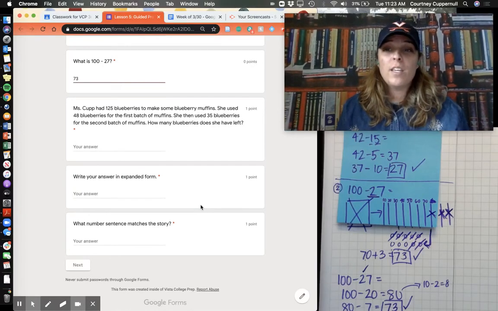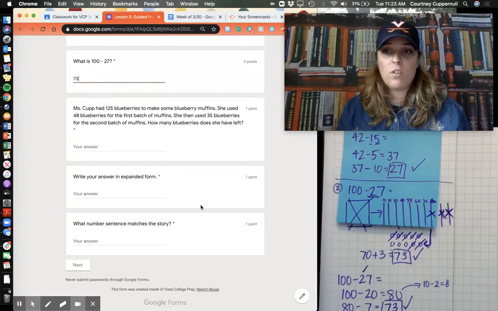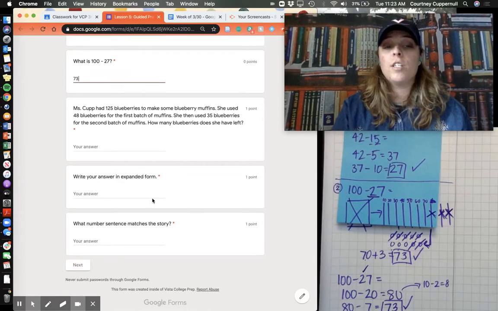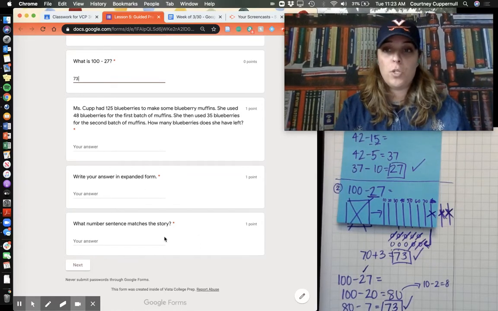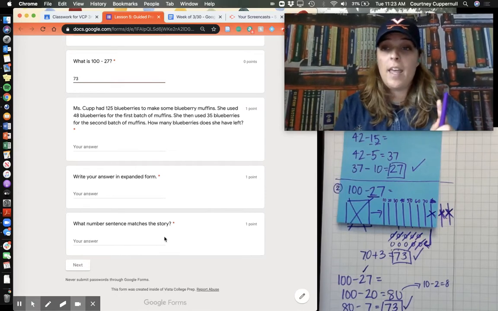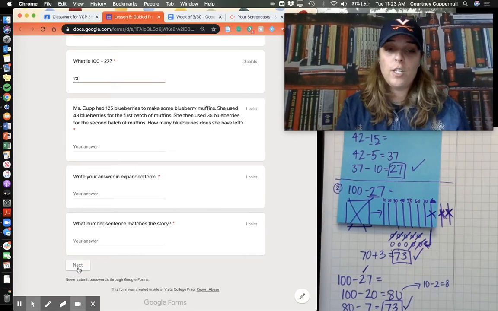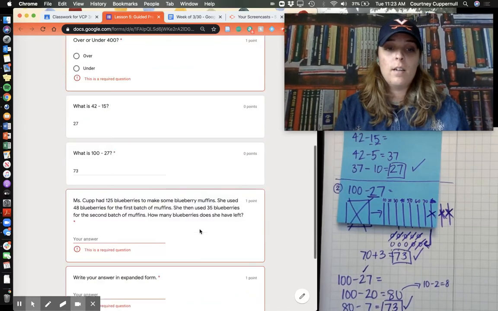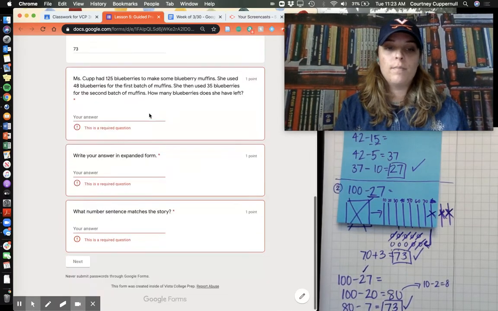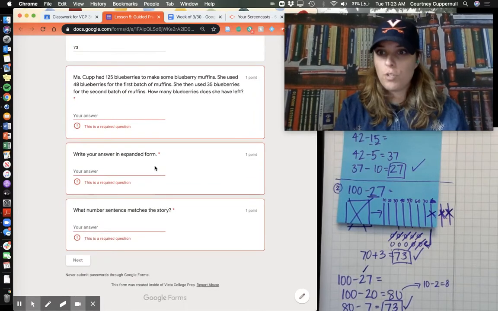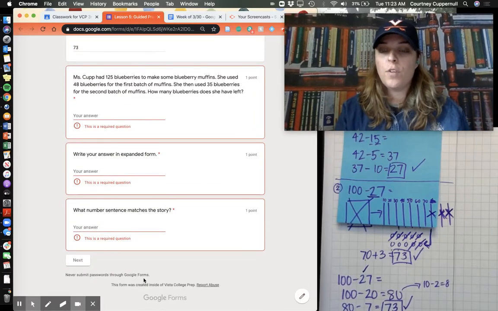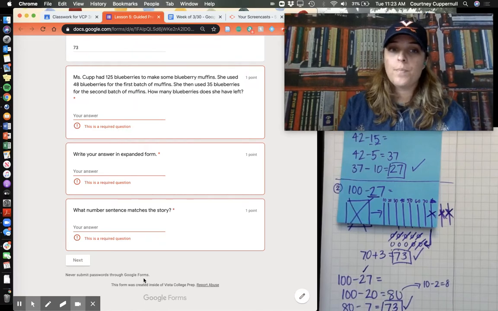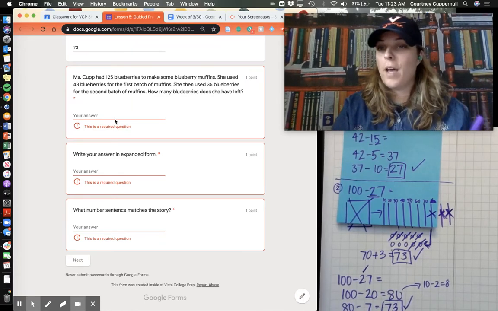So what I would like you guys to do is I'm going to give you about 5 minutes to solve this problem. Then you're going to write your answer in expanded form, and you're going to write the number sentence to match the story. If you finish early and you've shown 2 strategies, I want you to come down here and click next. Oh, it's making me solve this. So you should be able to click next, and there'll be another story problem to finish for early finishers. Okay? I can't do it right now just because I haven't typed in any answers right now.